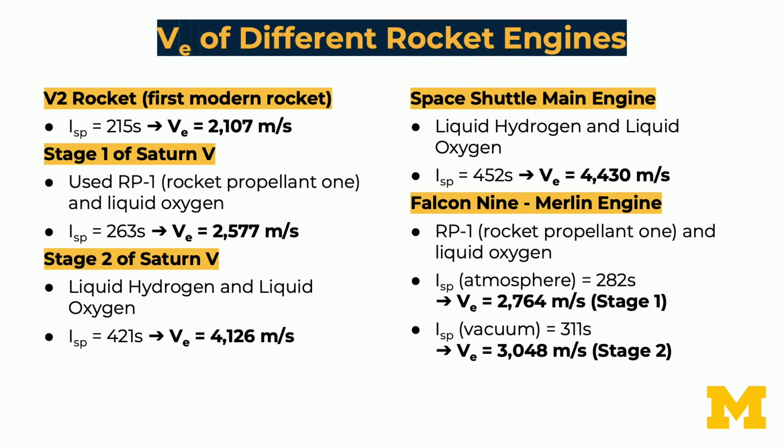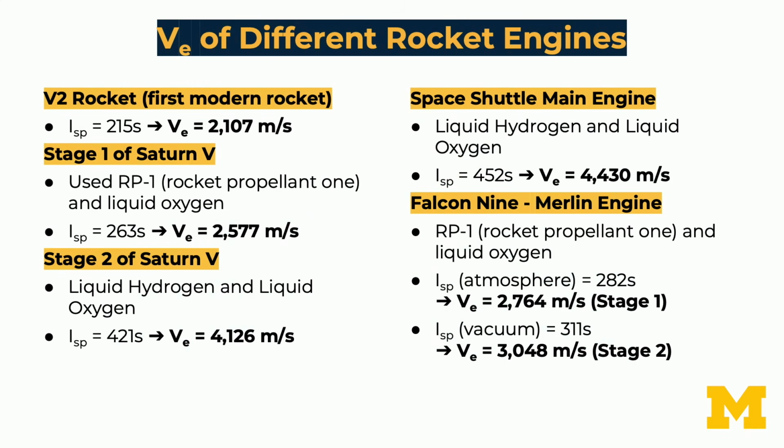The Space Shuttle main engines, which burned liquid hydrogen and liquid oxygen combined to make water, had an exhaust velocity of about 4,400 meters per second. And that's a pretty good engine. 4,400 meters per second, that's pretty darn good. The Falcon 9, which is a super popular engine, has an exhaust velocity of about 2,700 meters per second in the first stage and about 3,000 meters per second in the second stage.